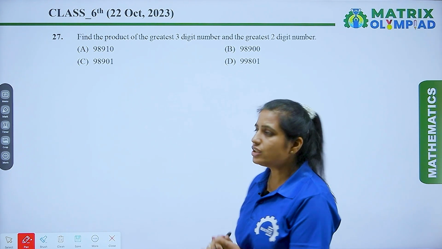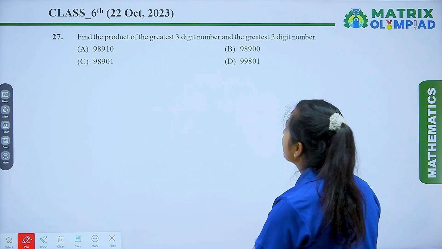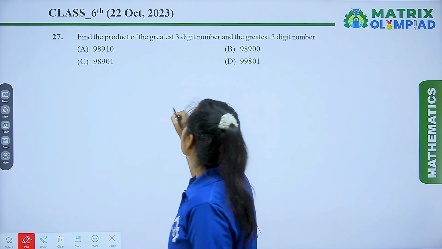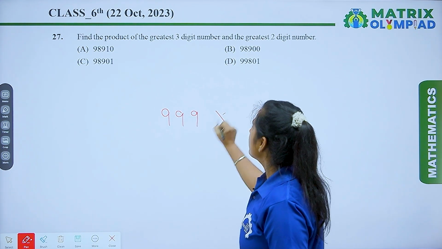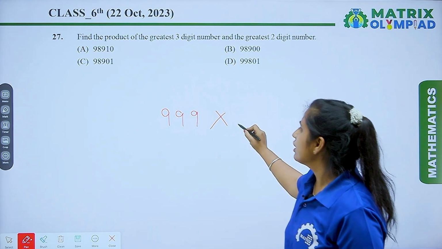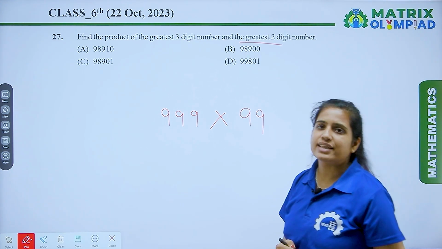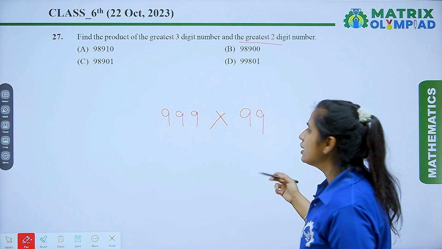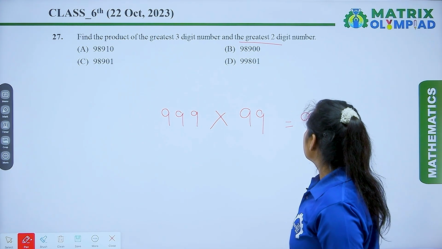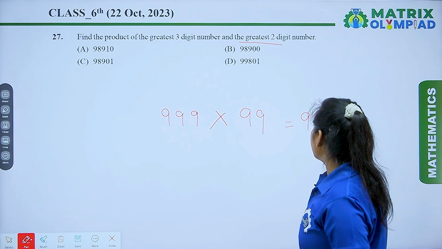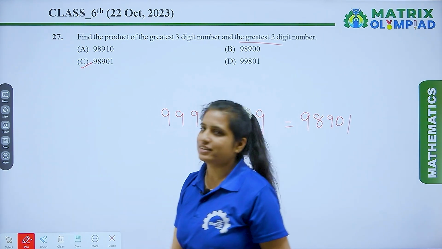Now the next question is question number 27. Find the product of the greatest 3-digit number and the greatest 2-digit number. So here greatest 3-digit number is 999 and we have to find the product. So here 999 is multiplied by the greatest 2-digit number, which is 99. So 999 multiplied by 99 is equal to 98,901. So here option C is the correct answer.